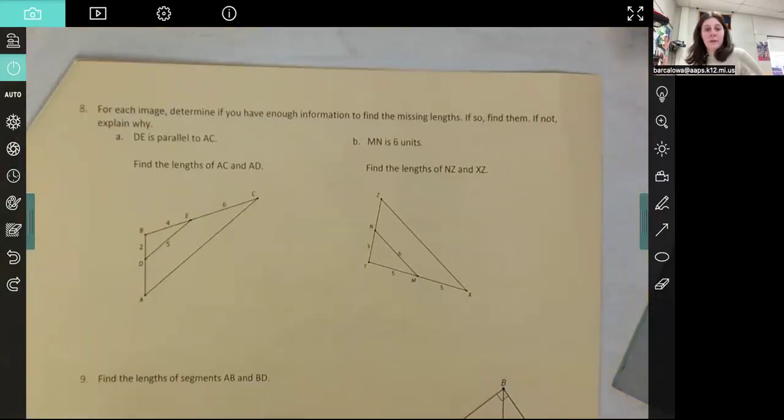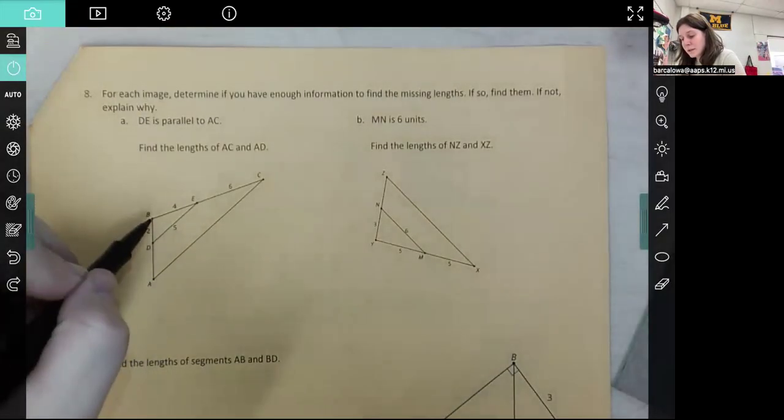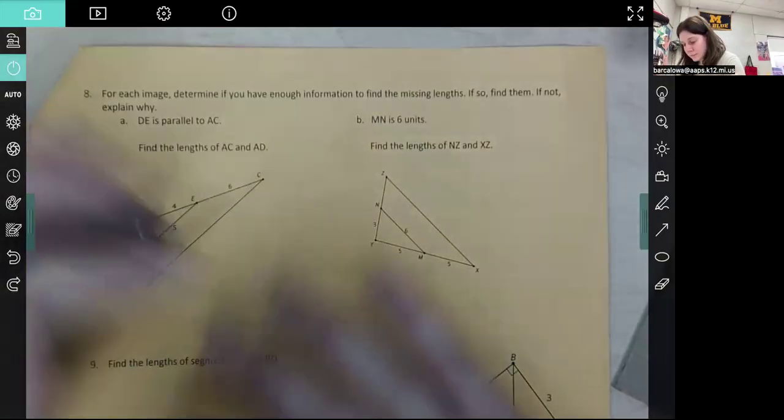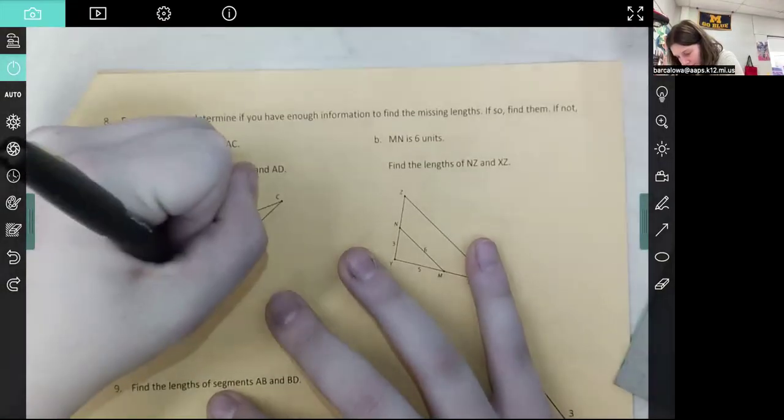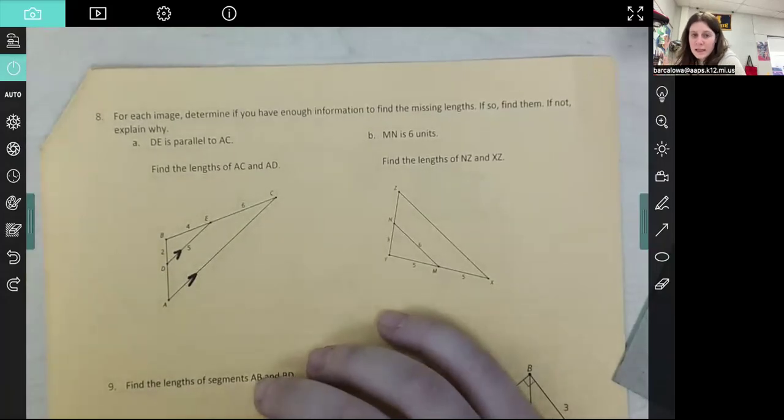All right. For each image, determine if you have enough information to find the missing lengths. If so, find them. If not, explain why. Okay, DE is parallel to AC. I'm going to mark that, the little arrow. Parallel. Find the lengths of AC and AD. Okay.